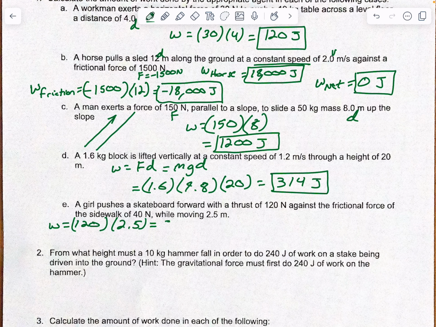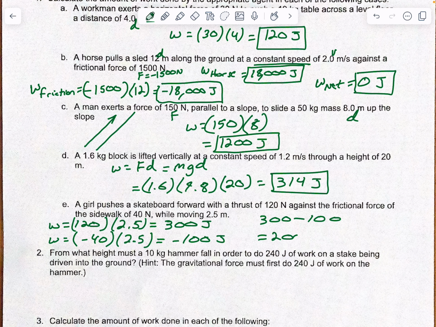Okay, so the girl is doing 300 joules of work. Now friction, no one's denying that it's negative 40 newtons, and that's also for 2.5 meters. So that would be a value of negative 100 joules. That would be the work of the girl and friction individually. If I asked for what was the net work being done, then you would combine those, so 300 minus 100, and that would be 200 joules.